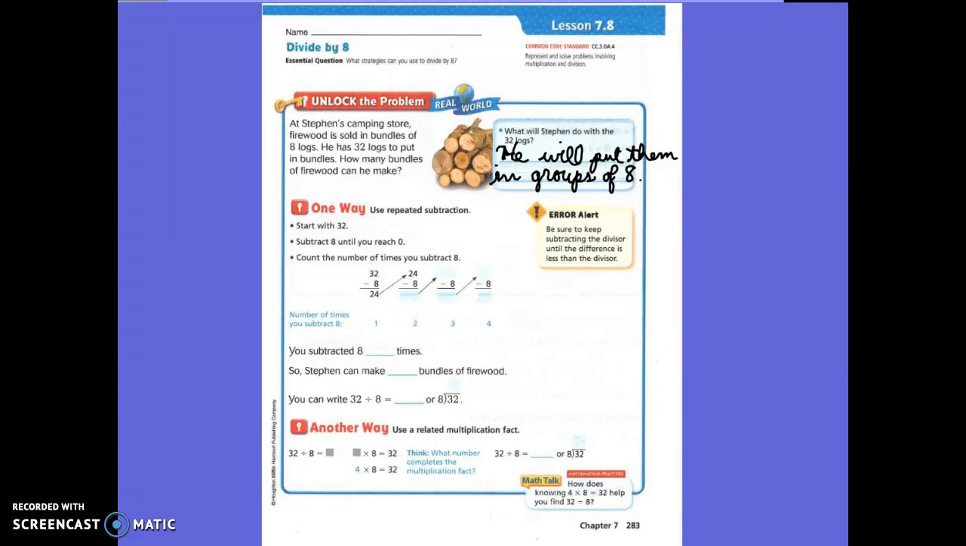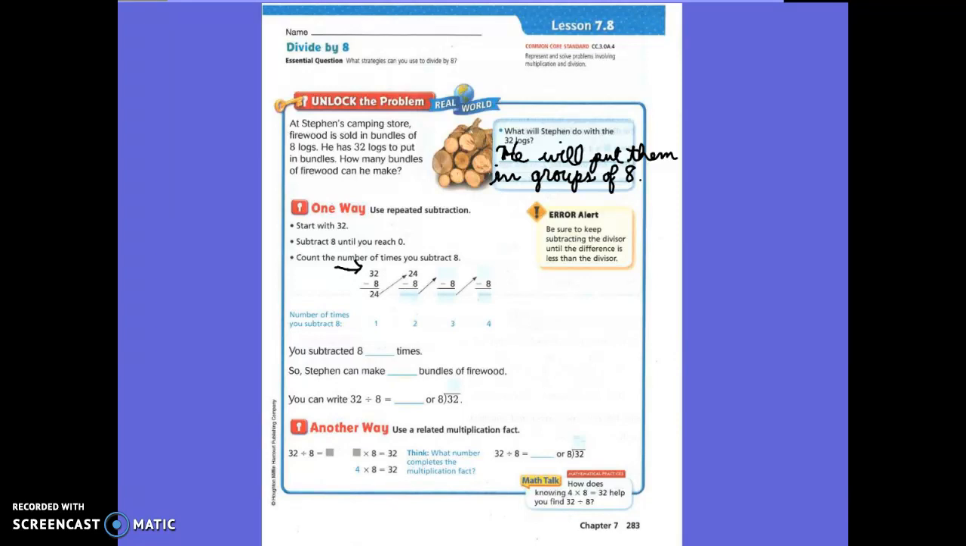Okay, the first way that they are showing you to do this is by using repeated subtraction. We have already done subtraction, boys and girls. You should know how to subtract. When you are doing repeated subtraction for a division problem, you start with the big number, the dividend. The dividend goes on top. Then the divisor, which is 8 in this problem, 32 divided by 8, is what you are subtracting by every single time.